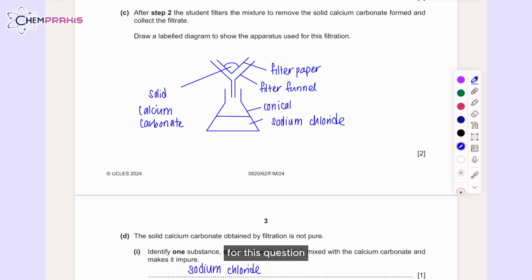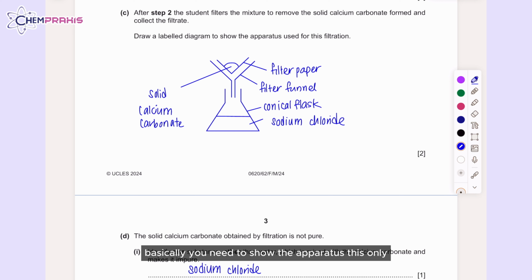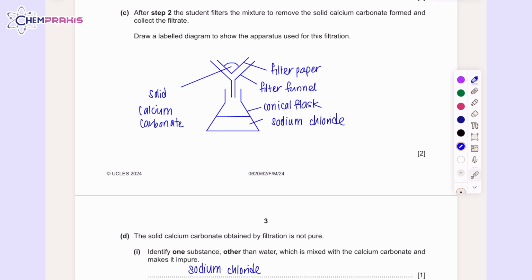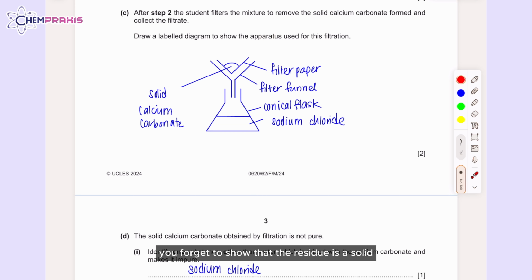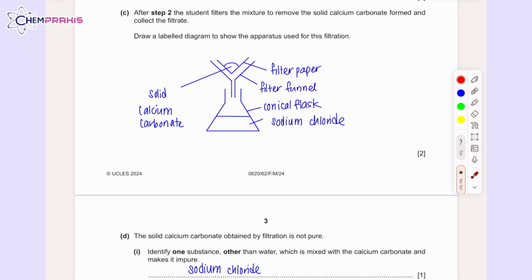For this question, basically you need to show the apparatus only. So let's say you forget to show that the residue is a solid, which is the calcium carbonate, and you forget to label the filtrate, which is sodium chloride, it's fine. Because for this question, you just need the apparatus. As long as you draw filter paper, filter funnel, and conical flask, and you label it, you will get your 2 marks.